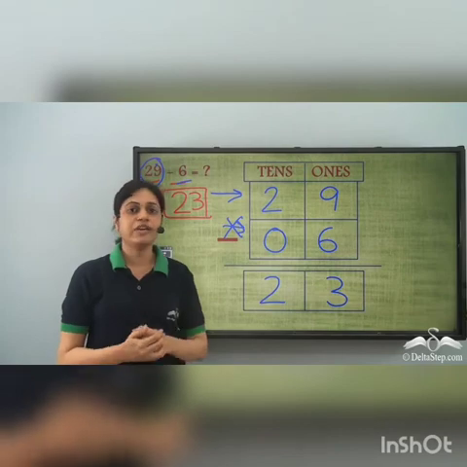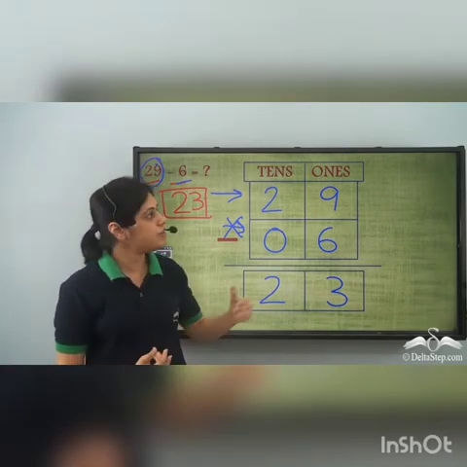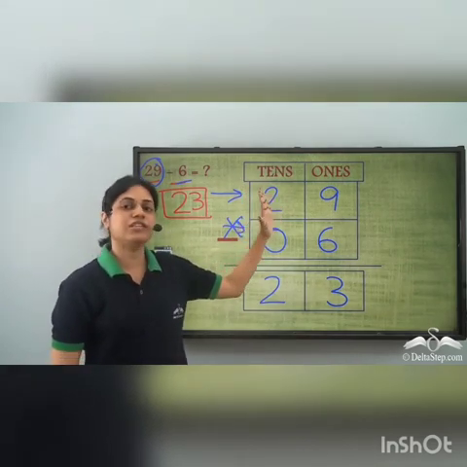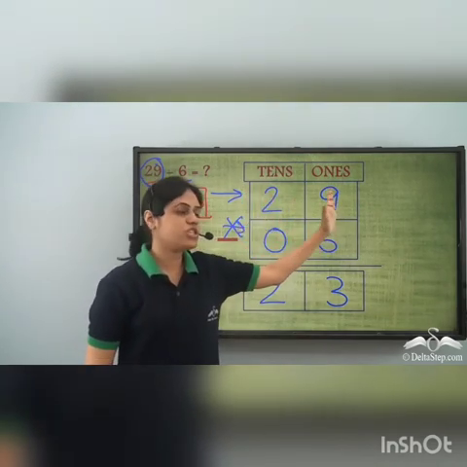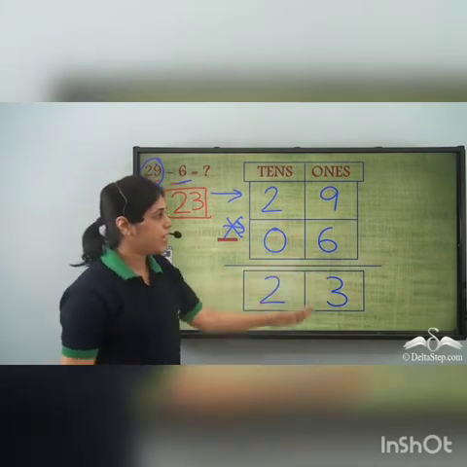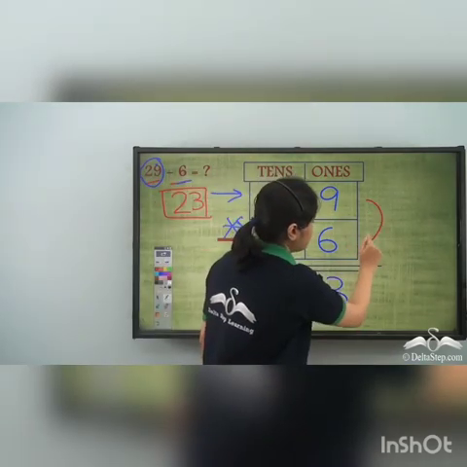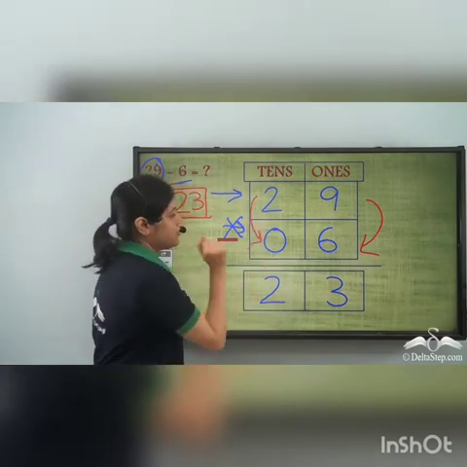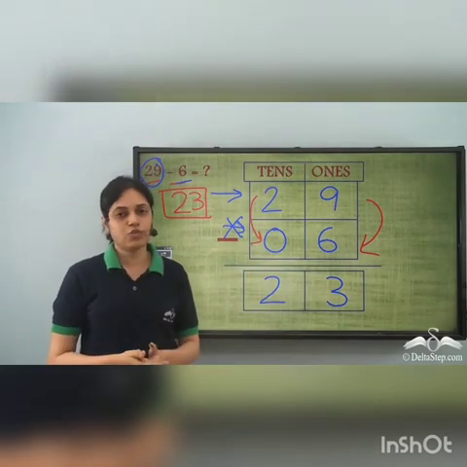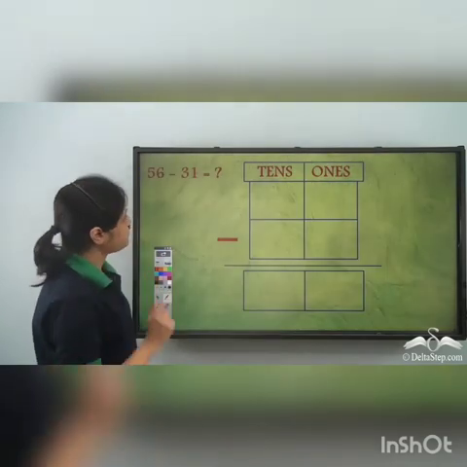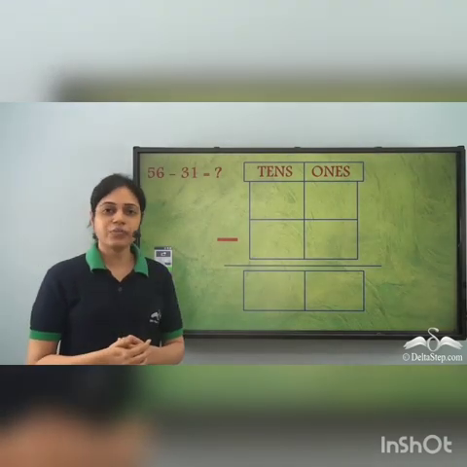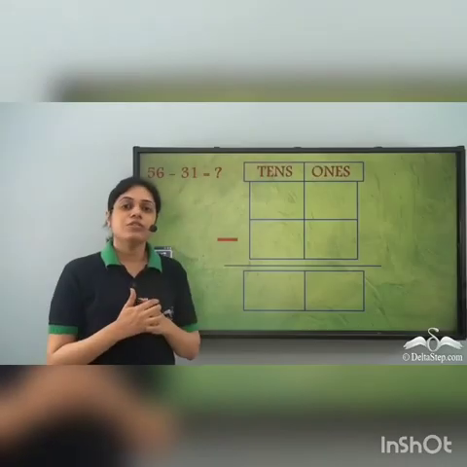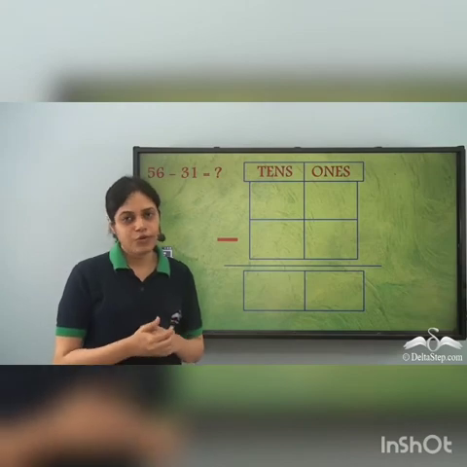So this is how we can subtract bigger numbers using this method. So we put the tens digits in the tens room, ones digit in the ones room. Then I subtract the digits in the ones room first and the digits in the tens room next. Let's try out one more. 56 minus 31. So first let us put the digits in their rooms.